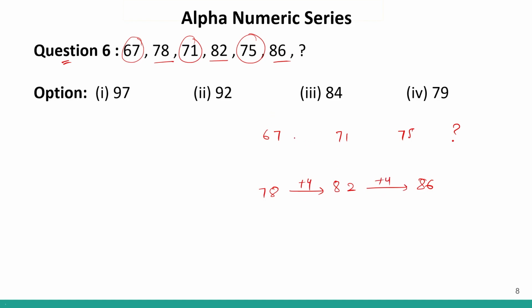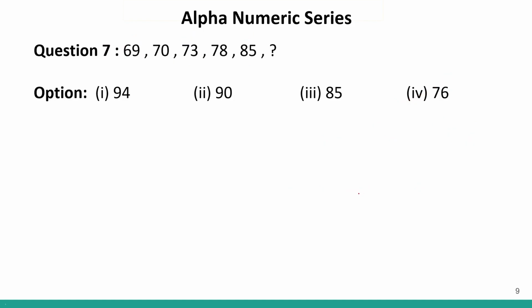Similarly, from 67 to 71, I can see a plus 4. And from 71 to 75, I can see a plus 4. So the next term will also be plus 4. So if I plus 4 in 75, I will get 79. 79 will be my answer, which is given in option number 4. So option number 4 will be your answer. Clear? Now, moving on to question number 7, we have 69, 70, 73, 78, 85.